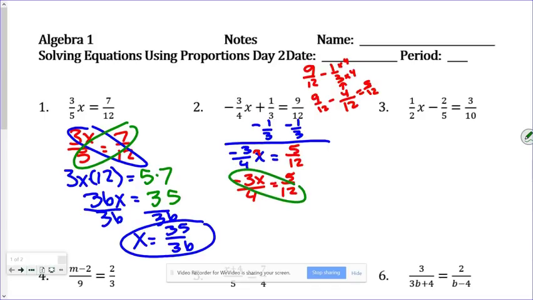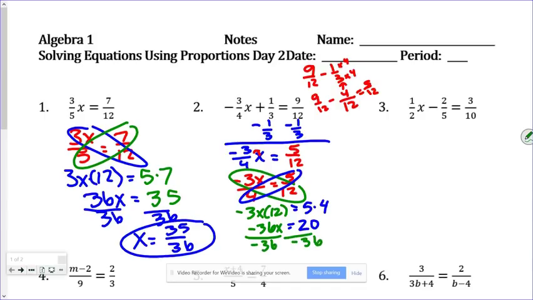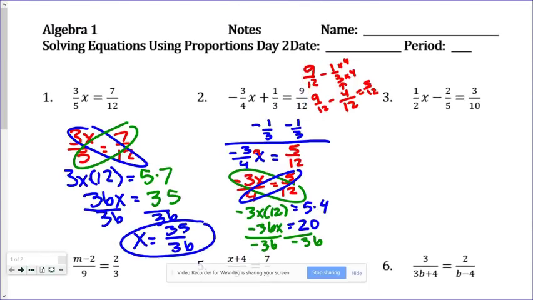Now I can cross multiply. So the negative signs with the top number, that's fine. So I'm going to do negative 3x times 12, and then equals 5 times 4. So here I'll get negative 36x, and then equals 20. Okay, so now I will divide by the number in front of x. So divide by negative 36 on both sides.